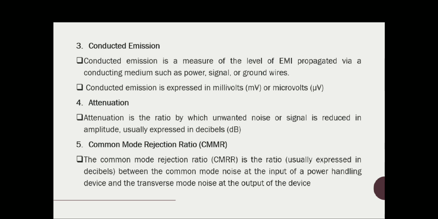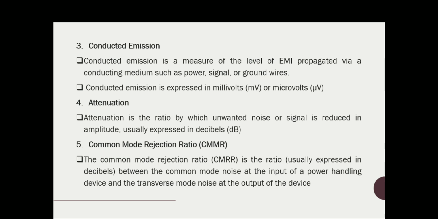Then attenuation. Attenuation is a ratio by which the unwanted noise or signal is reduced in amplitude, usually expressed in decibel. Then common mode rejection ratio, that is CMRR. This ratio is usually expressed in decibel. It is a ratio between the common mode noise at the input of power handling devices and the transverse mode noise at the output of the device.